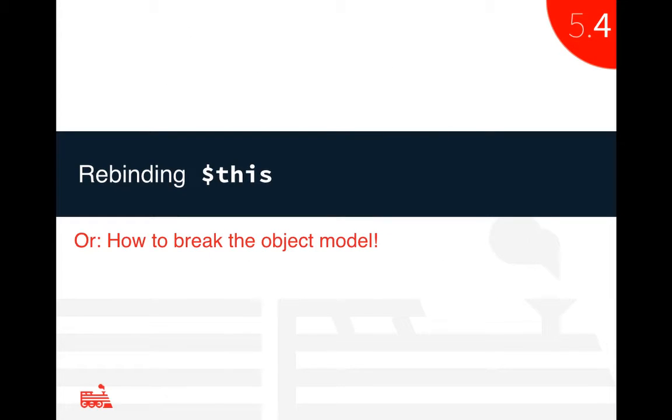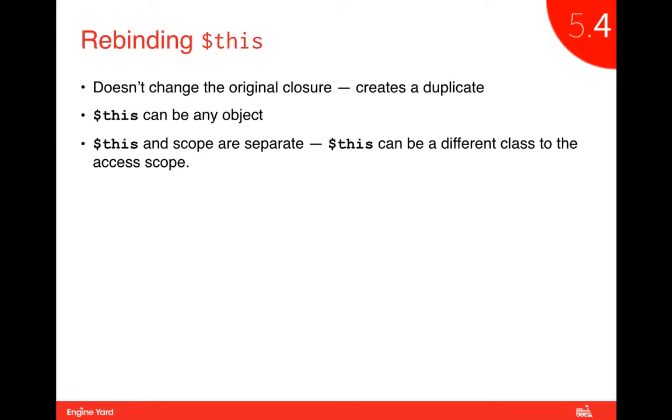So rebinding of $this, or breaking the object model, I can only find one use for this, and we'll get to that. Basically, it never changes the original closure. It always creates a duplicate. It always creates a clone, which is nice. Basically, you can set $this to be any other object. And then you can change the scope to be any other object.